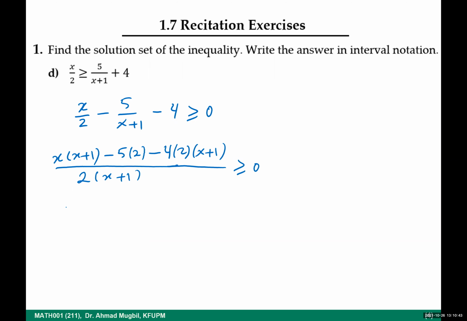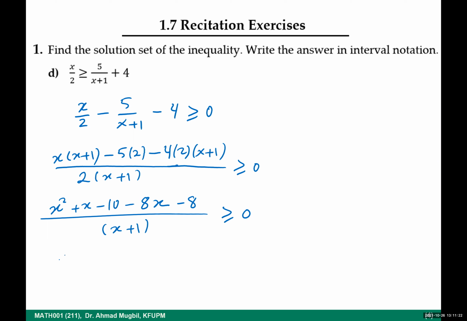Now, what do we need to do? Simplify the numerator. It will be x squared plus x minus 10 minus 8x minus 8, right? Over. Can we multiply both sides by 2? Yes, we can. Done. So 2 cancels with 2, and 0 by 2 is 0. It's okay if you keep it there, because it will not affect the zeros or the sign. If x plus 1 is positive, 2 multiplied by x plus 1 will be positive. If x plus 1 is 0, also 2 multiplied by x plus 1 will be 0 at the same number.